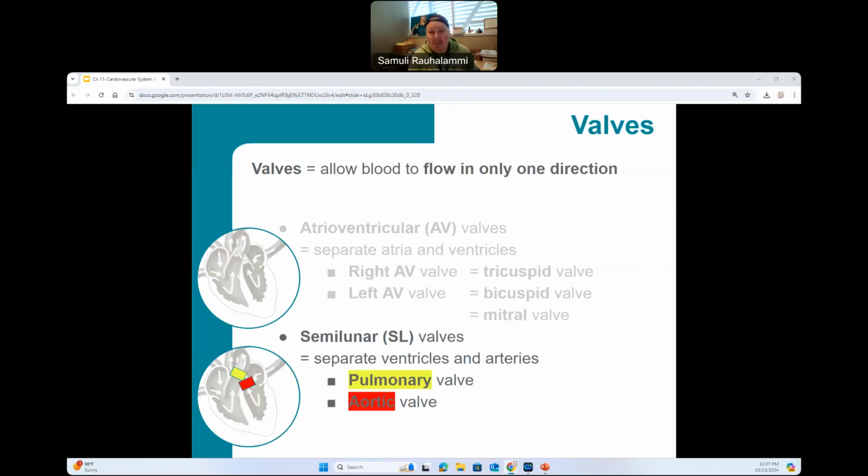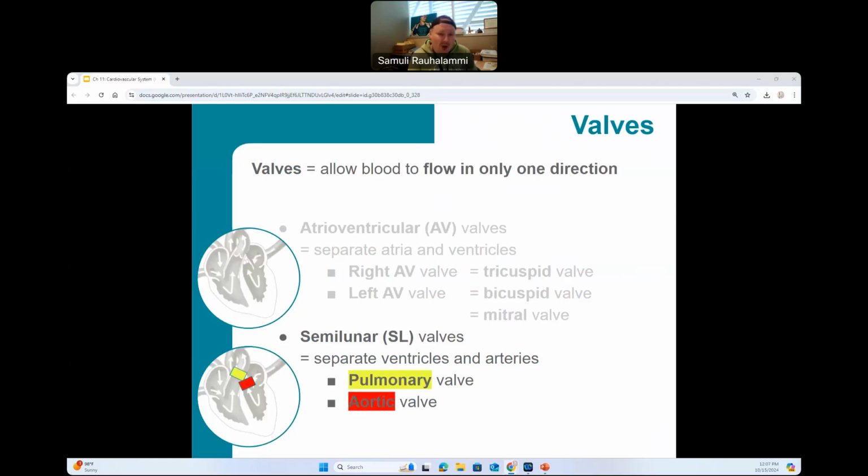So we're going to see pulmonary valve, which separates the right ventricle from our pulmonary trunk. And then the blood goes from there to the lungs. And we're also going to see aortic valve, which separates the left ventricle from aorta. And then the blood goes to the systemic circulation and all other parts of the body but the lungs.